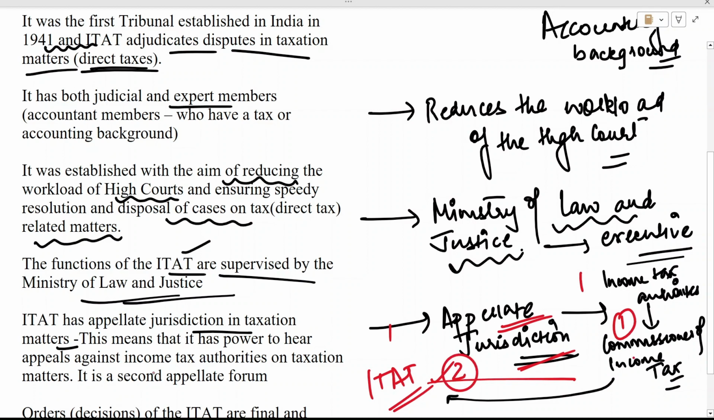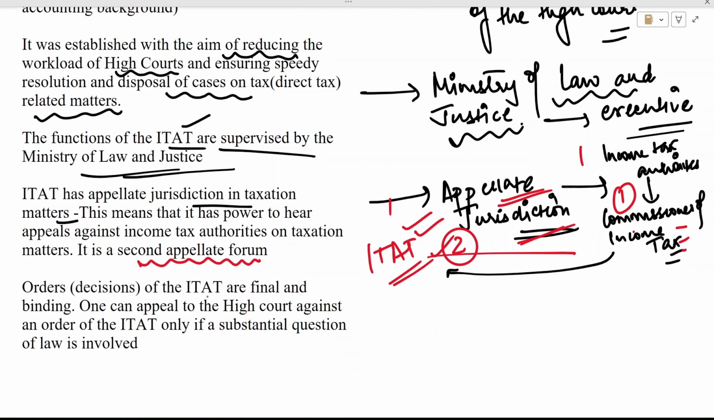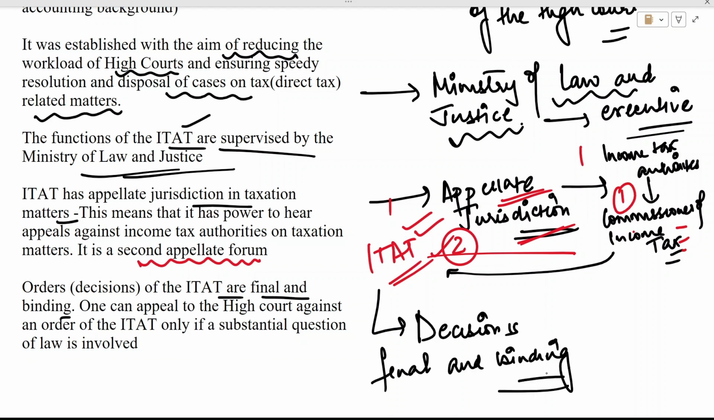That is why we say it is a second appellate forum. I hope this is making sense to you. Orders or decisions of the ITAT are final and binding. So whatever decision the ITAT gives, in my case, if they say that yes, I have not paid my taxes and I have to pay some penalty for that, whatever it is, that decision is final and binding.